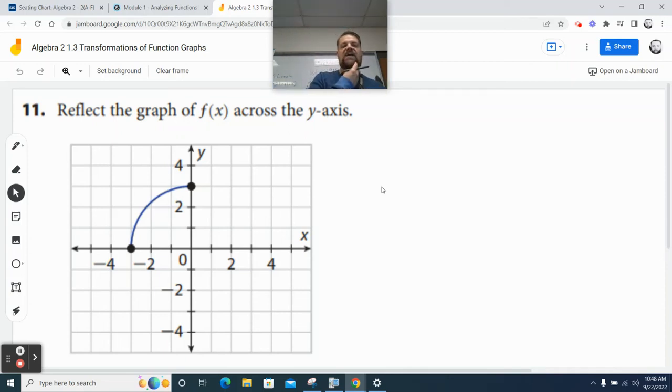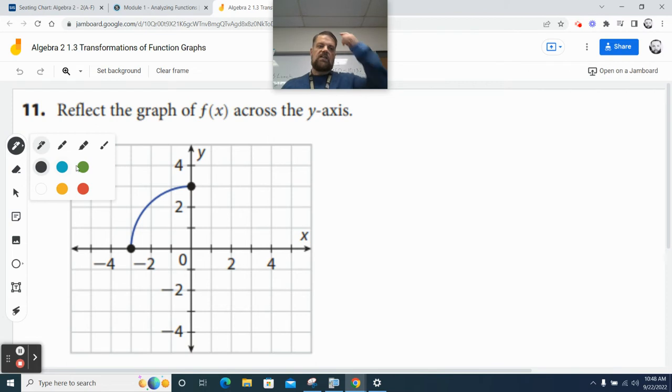So for number 11, it's asking us to reflect about the y-axis. I actually think I did this one. I just don't know if I recorded the video. So the y-axis, basically we need to flip. So let's sketch it, and then we're going to take a slightly different approach when we go to write this.